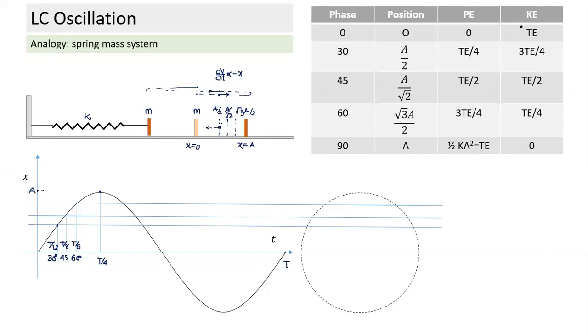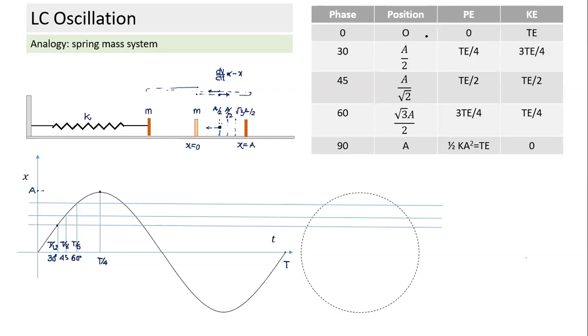If two forms of energy are there, when one form of energy is equal to 0, the other form of energy is equal to total energy. And similarly, when the position is at A by 2, if total energy corresponds to 1 by 2 kA square, here the displacement is half, hence potential energy becomes 1/4 of the maximum potential energy. And since this is T by 4, this becomes 3T by 4. At A by root 2, half is potential energy, half is kinetic energy, both are equal.